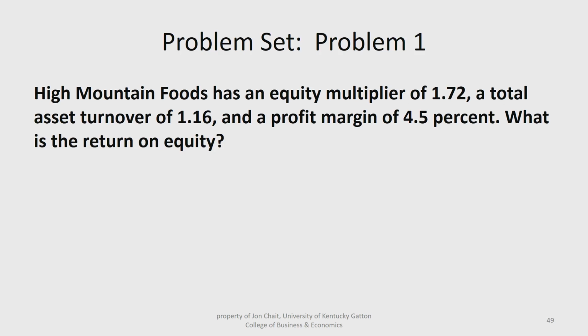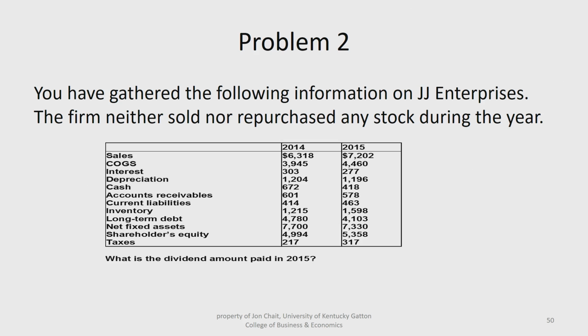So this is a pretty simple problem of calculating ROE using the DuPont formula. It's just multiplying all 3 of these together.